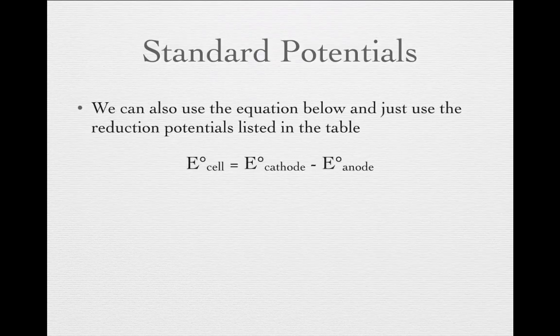So another equation that we can use to find E0 cell is if we can identify the cathode and the anode, we can use just reduction potentials that are listed in the table and say that the E0 cell is equal to the reduction potential of the cathode minus the reduction potential of the anode. And this way we don't have to identify what's being oxidized, what's being reduced. We don't have to worry about which sign we're going to change in the potentials.